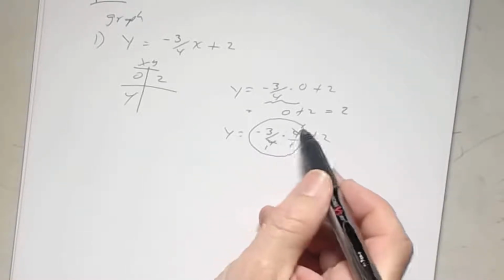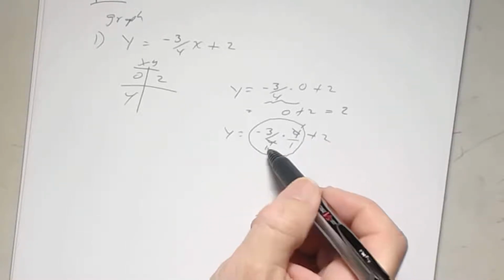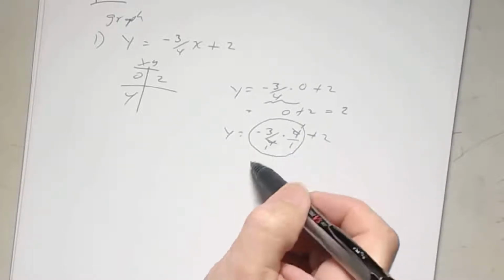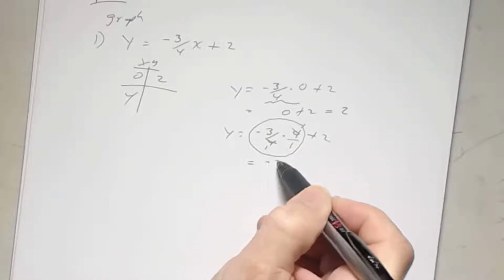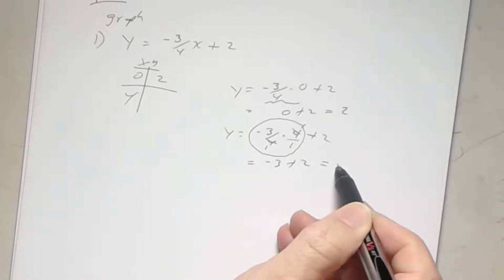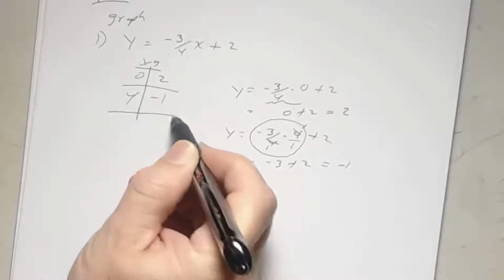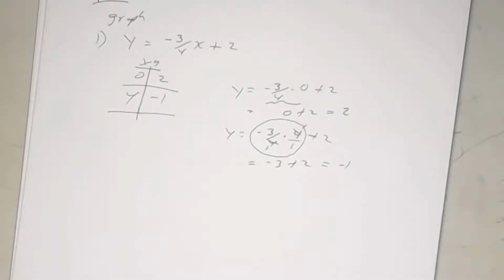And what's negative 3 times 1? And what's 1 times 1? 1. And so what is negative 3 times 1? And what's negative 3 plus 2? Negative 1. All right, so then I'll plot the point for negative 1.